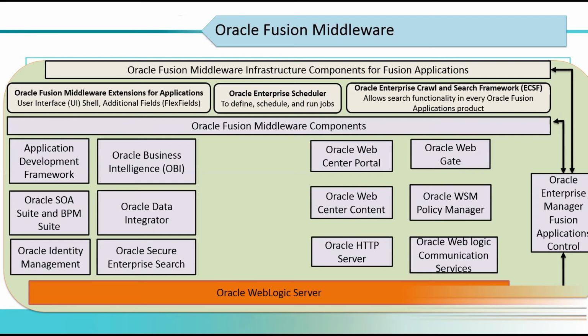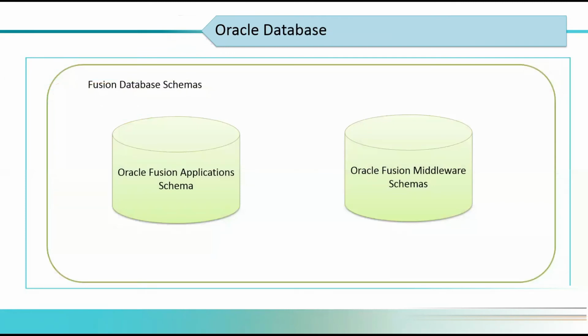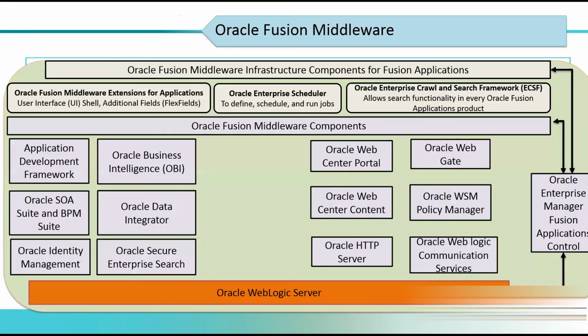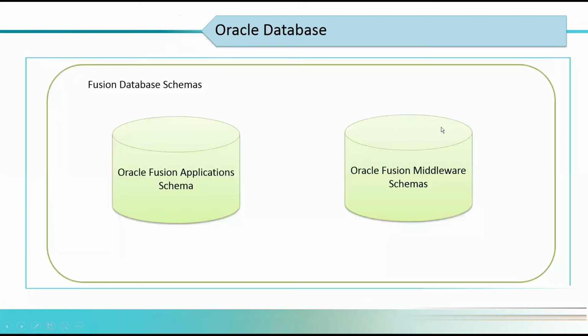The last component is the Oracle Fusion database schemas. There are two database schemas being offered in the Oracle Fusion products. That is the Oracle Fusion application schema and Oracle Fusion middleware schema. The simple thing is, if you wanted to maintain the Fusion product families, you should have the Fusion application schema. If you want to maintain the Fusion middleware products, like your middleware applications or custom applications along with the middleware components, you have to go with Fusion middleware schemas.